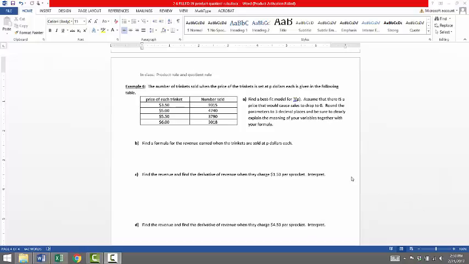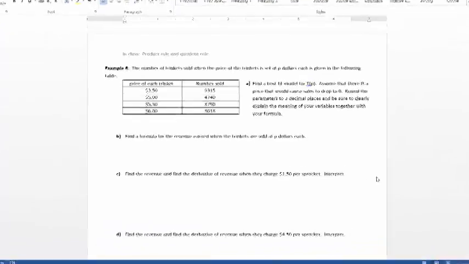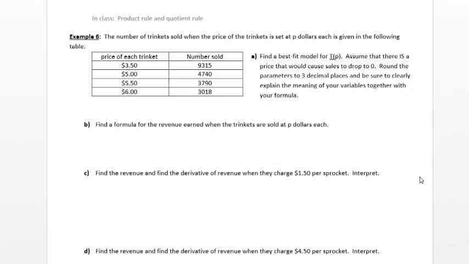We're starting at example 6 on the product rule and quotient rule packet. In this example, we've been given a set of data that inputs the price of each trinket and outputs the number of trinkets they sell when charging that price. Part A says that we first want to find a best fit model. We're going to call the model T of P, where P is the price and T of P is the number sold.